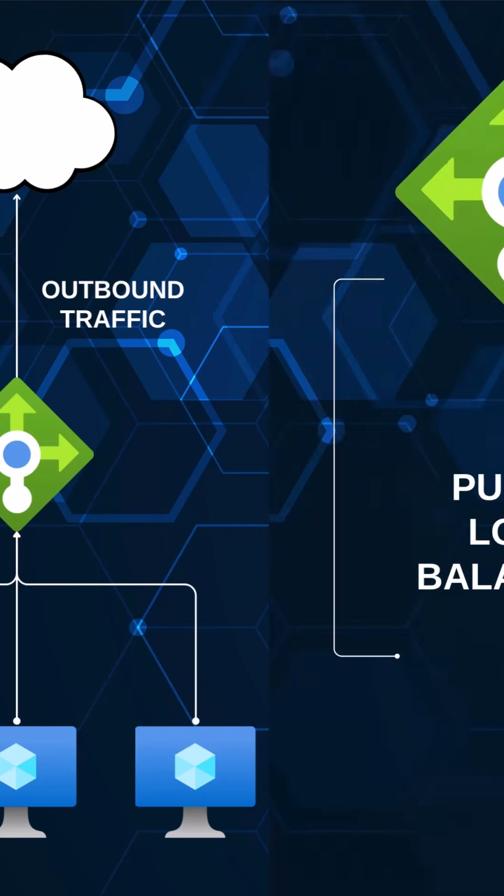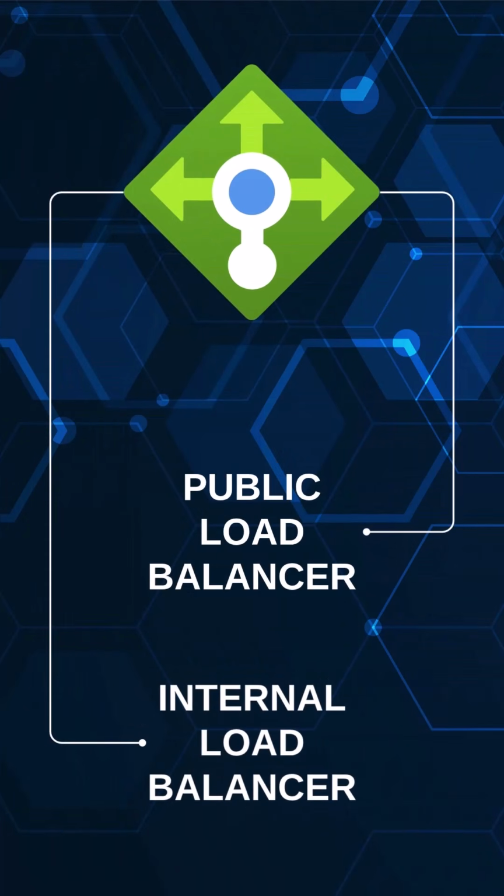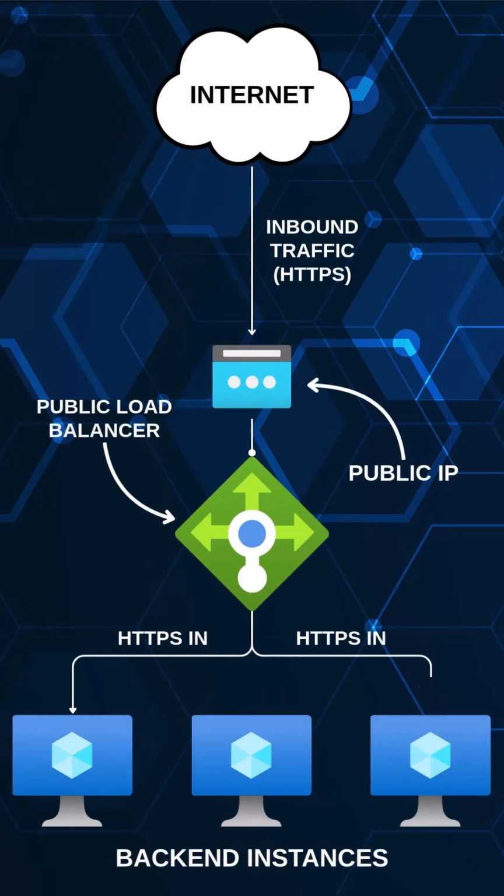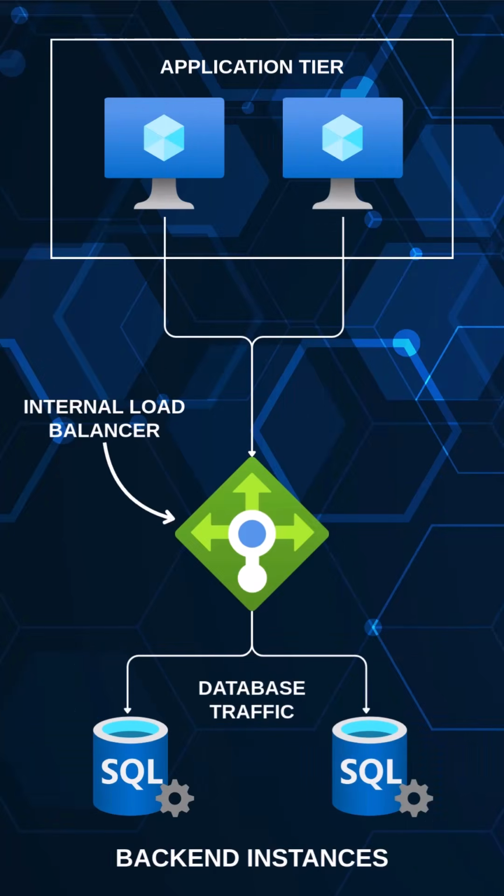Azure actually offers two types of load balancers, the public load balancer and the internal load balancer. A public load balancer has a public IP address and distributes traffic from the internet to your backend instances. For example, you might have 3 web servers behind a public load balancer, and incoming web traffic automatically spreads across them. On the other hand, an internal load balancer is used for traffic that stays inside your virtual network.